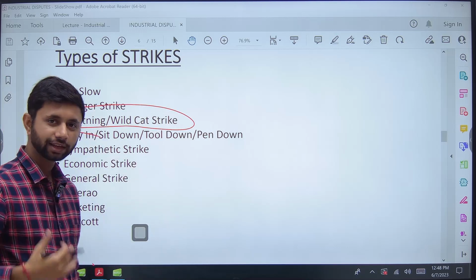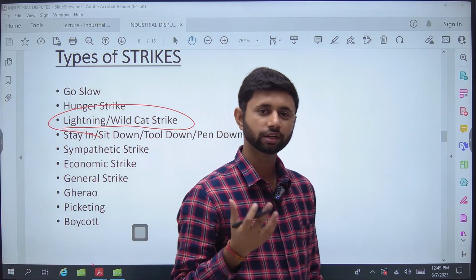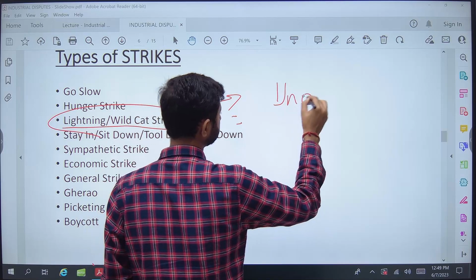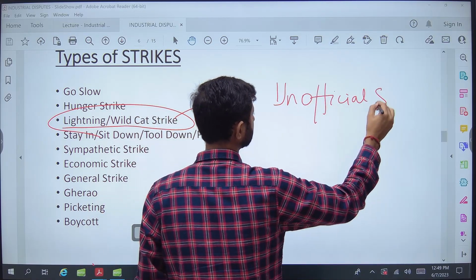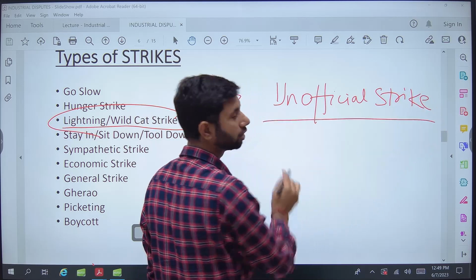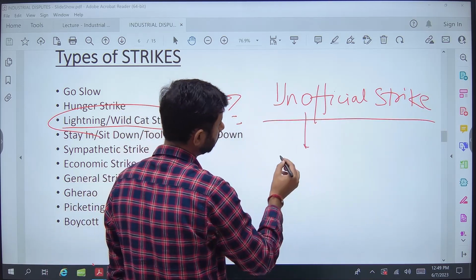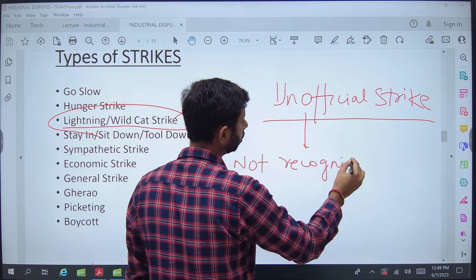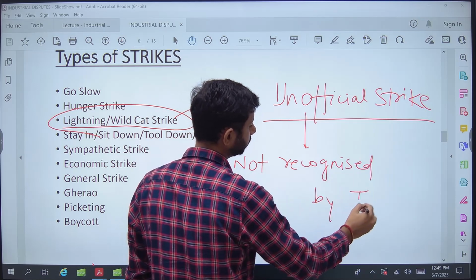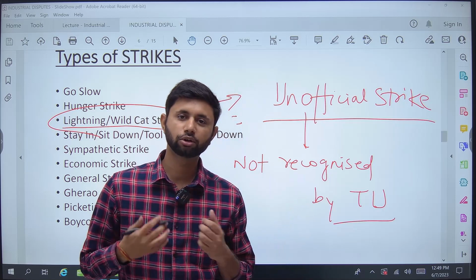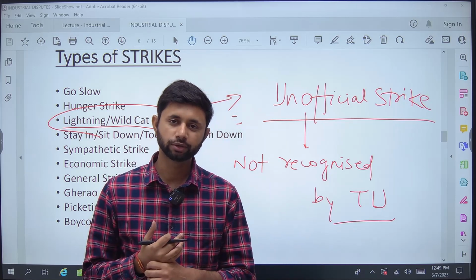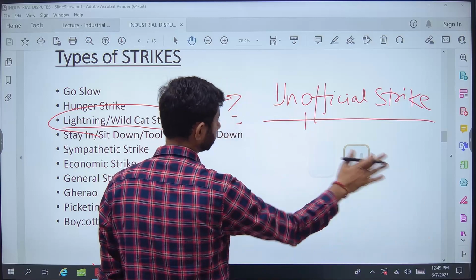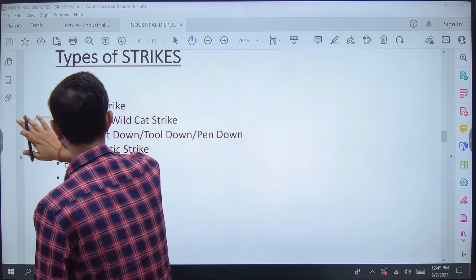Lightning wildcat strike. It's like a sudden strike where nobody knows whether it will come or not. It is an unofficial strike. What type of strikes do we call unofficial? Strikes that are not recognized by or not given permission by trade unions, that is, strikes which are not ordered by trade unions. These are sudden strikes of workers without any call or prior notification, and nobody has any knowledge of it.